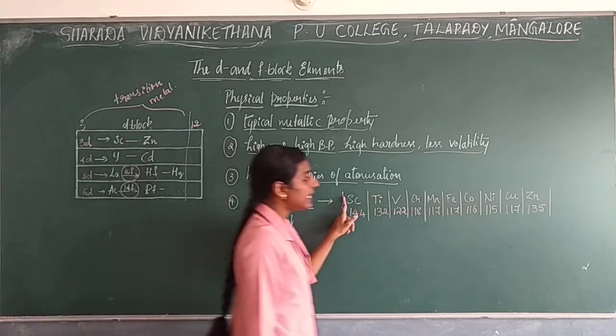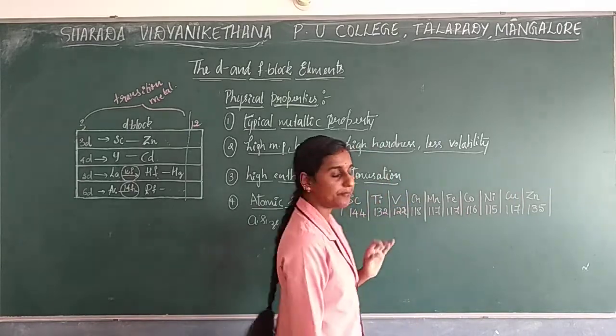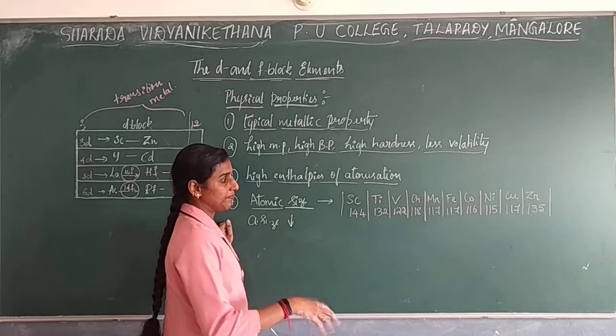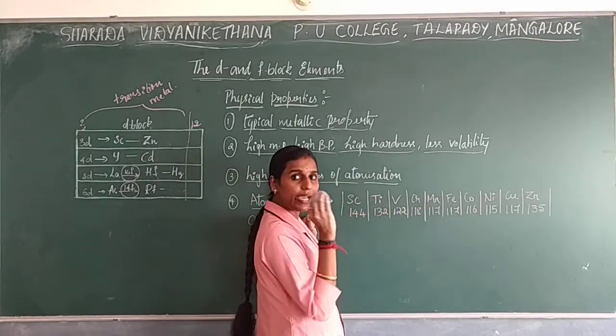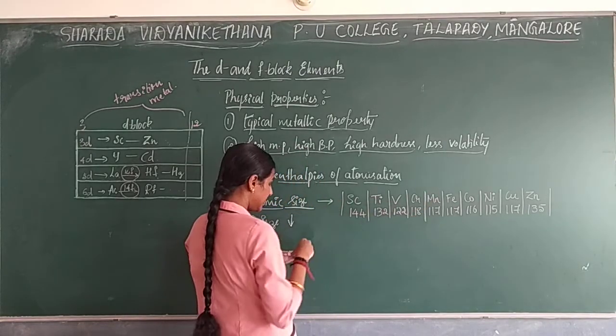Okay, from scandium to zinc. So these are the elements I have taken. Now here, if you see, the general concept is that atomic size is decreasing. But we'll go with the particular series, where certain variations will be there. For example, we have taken the 3d series.